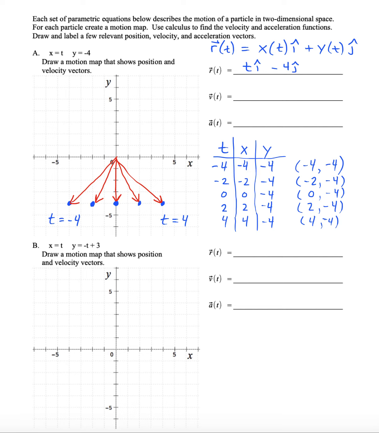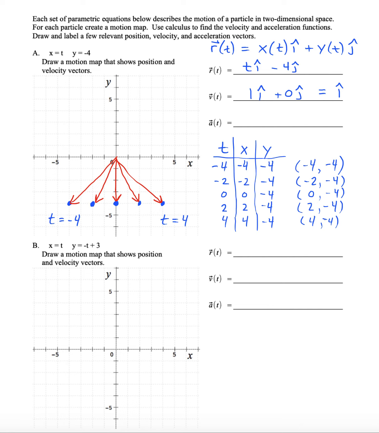All right, now we want to take the first derivative so that we can also sketch the velocity vectors. We want to take the derivative of the x function and the y function just separately. So the derivative of t will be 1, and the derivative of a constant -4 will just be 0. And so we get this formula, v of t is simply going to be i hat.